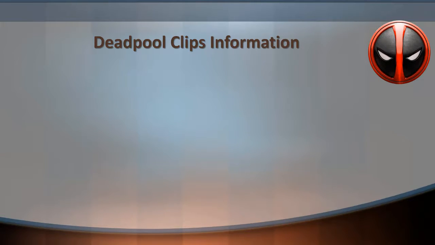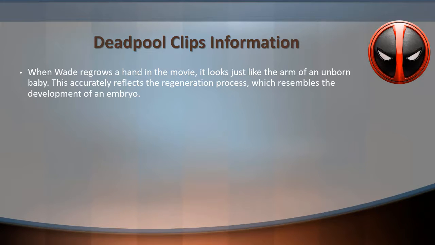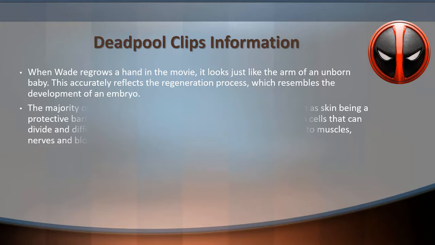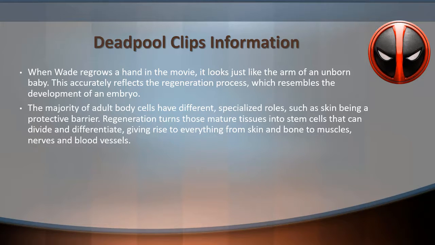So, more information about the clips. When Wade regrows a hand in the movie, it looks just like the arm of an unborn baby. This accurately reflects the regeneration process, which resembles the development of an embryo. The majority of adult body cells have different specialized roles, such as skin being a protective barrier. Regeneration turns those mature tissues into stem cells that can divide and differentiate, giving rise to everything from skin and bone to muscles, nerves, and blood vessels.